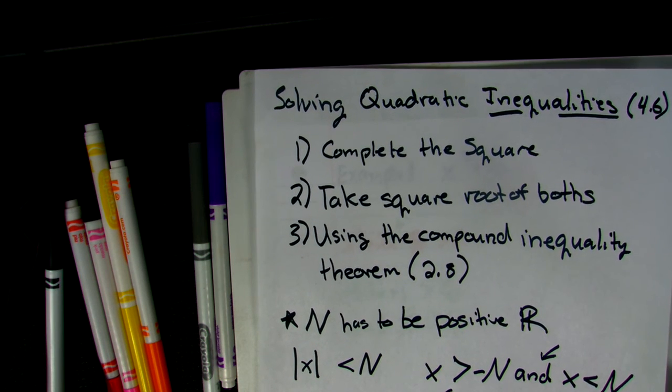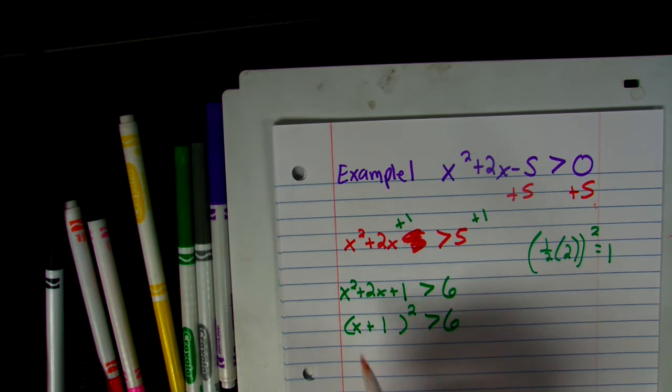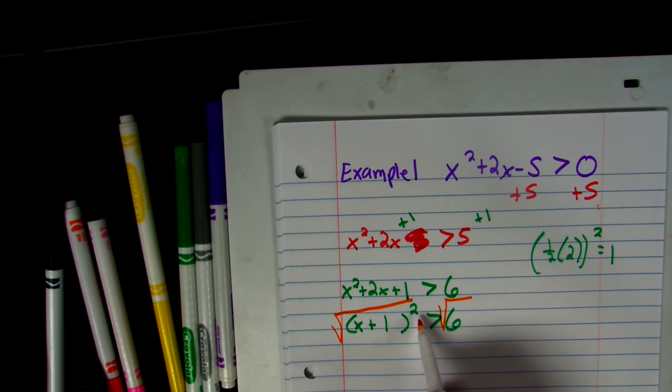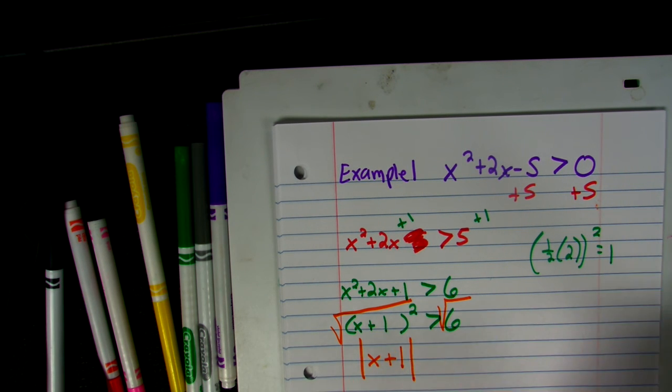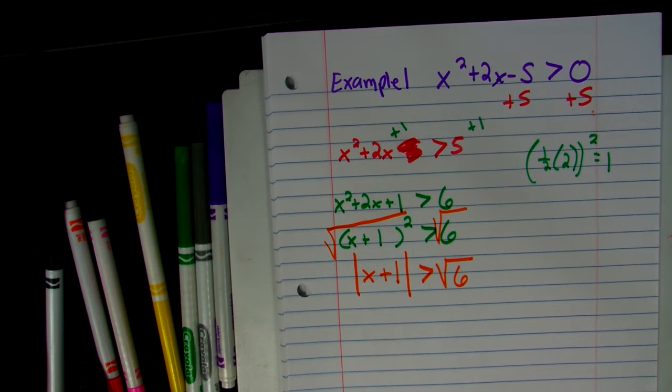So step 2 is take the square roots of both sides, right? Take the square root of both sides. So the square root of this, and then the square root of that. So the square root of x plus 1 squared just becomes x plus 1. And remember, because we're doing an inequality, that becomes the absolute value of x plus 1. And then the square root of 6 is a decimal. Don't want a decimal, just leave it as the square root of 6. It doesn't simplify, so just leave it as the square root of 6.